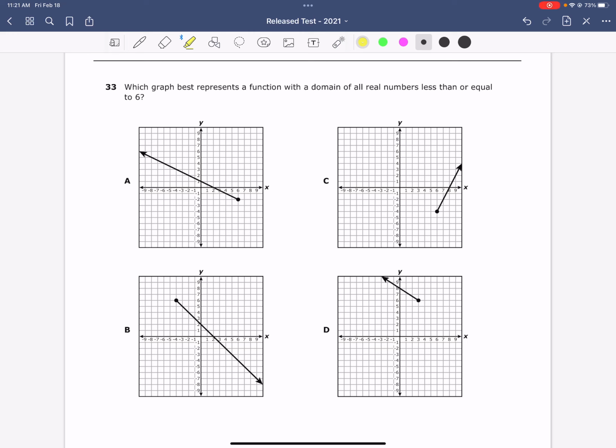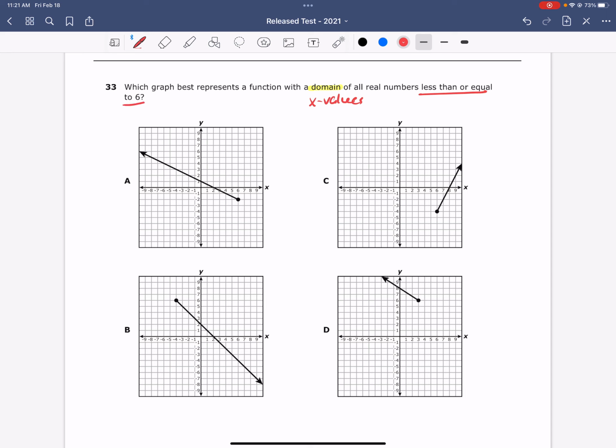Which graph best represents a function with a domain of all real numbers less than or equal to 6? The vocabulary word we need to pick up on here is the word domain, and we need to remember that that is the list or the set of x values that the graph passes through. We want the domain, or the x values, to be all real numbers less than or equal to 6.